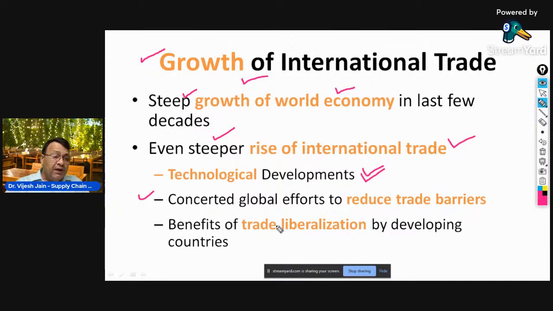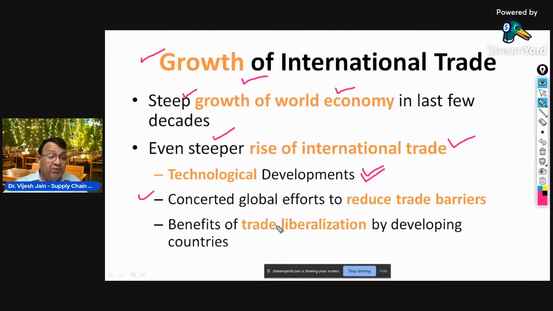and also it is the result of the concerted and global united efforts to reduce trade barriers. And in this, multilateral organizations like the World Trade Organization, their efforts and initiatives are to be commended. It has really helped in the reduction of trade barriers in the member countries and the expansion of international trade that is even steeper than the growth of the world economy.